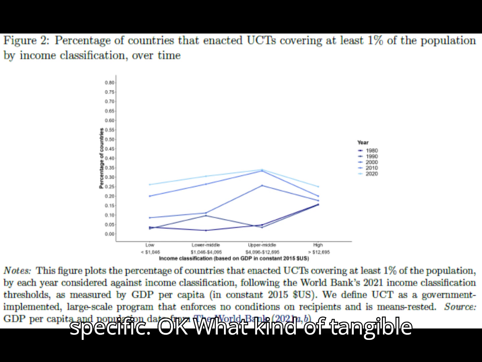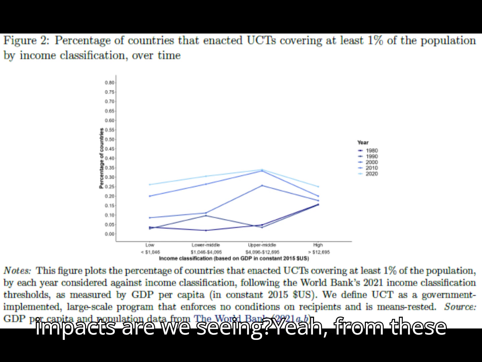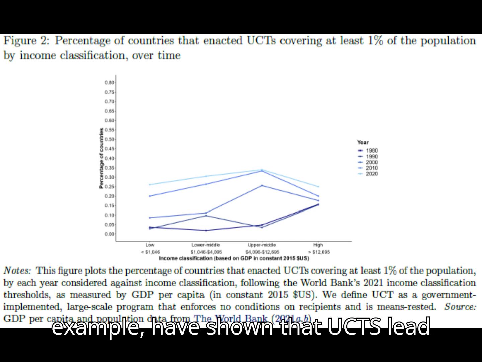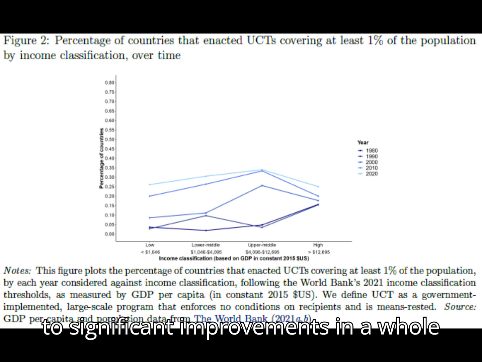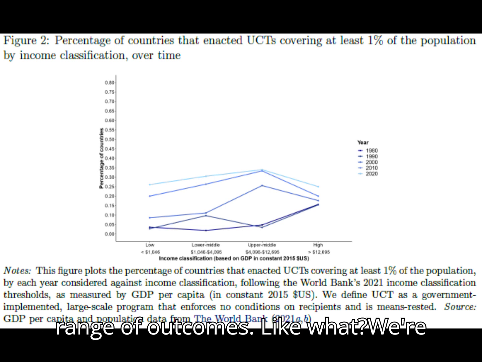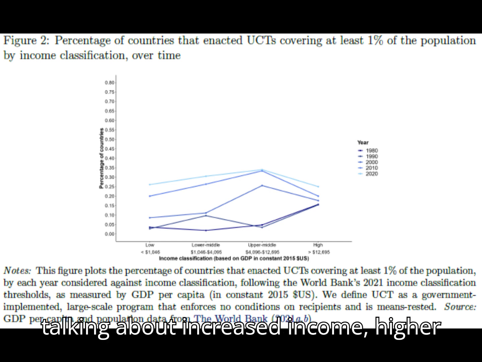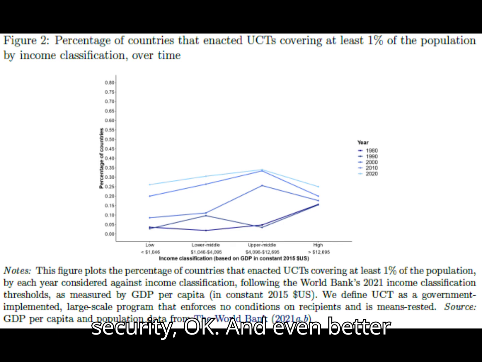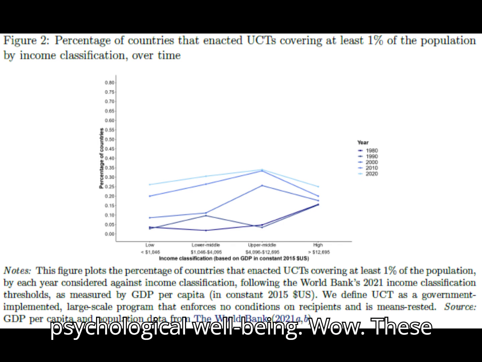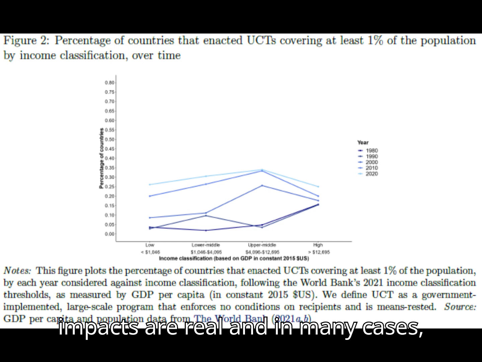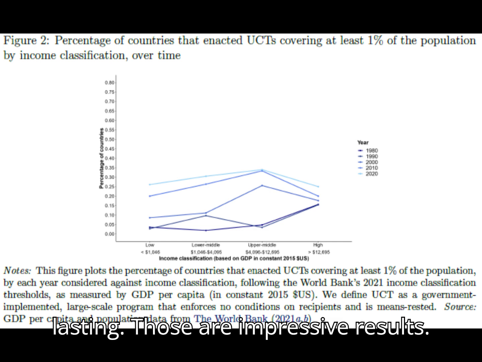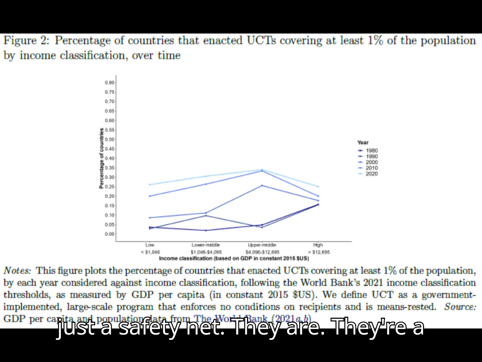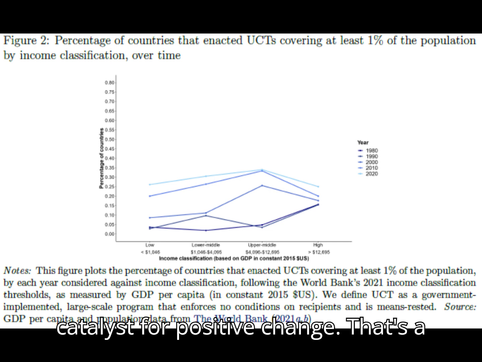But let's get specific. What kind of tangible impacts are we seeing from these UCT programs? Well, studies in Kenya, for example, have shown that UCTs lead to significant improvements in a whole range of outcomes. Like what? We're talking about increased income, higher levels of consumption, improved food security, and even better psychological well-being. These impacts are real and in many cases lasting. Those are impressive results. It sounds like UCTs are more than just a safety net. They're a catalyst for positive change. That's a great way to put it.